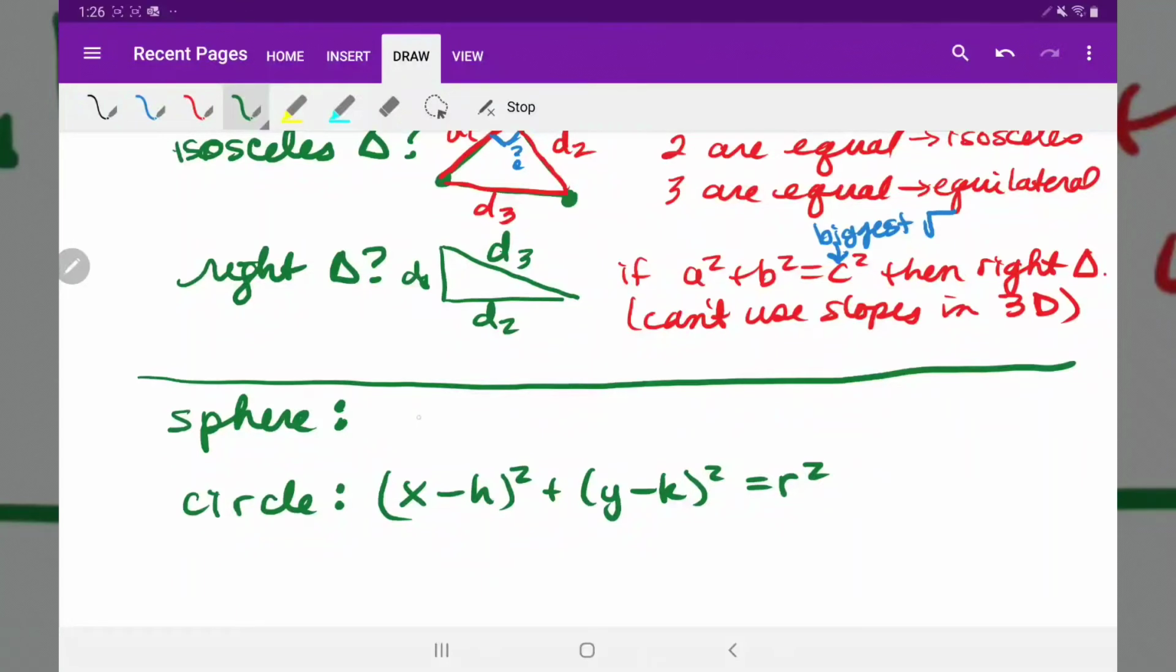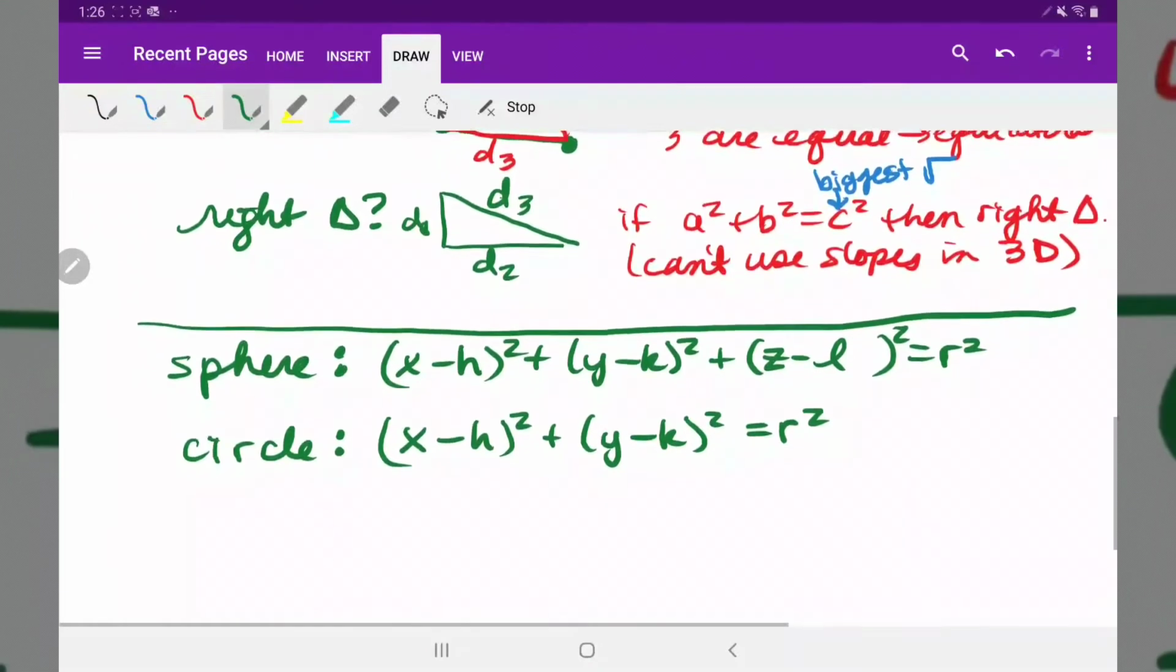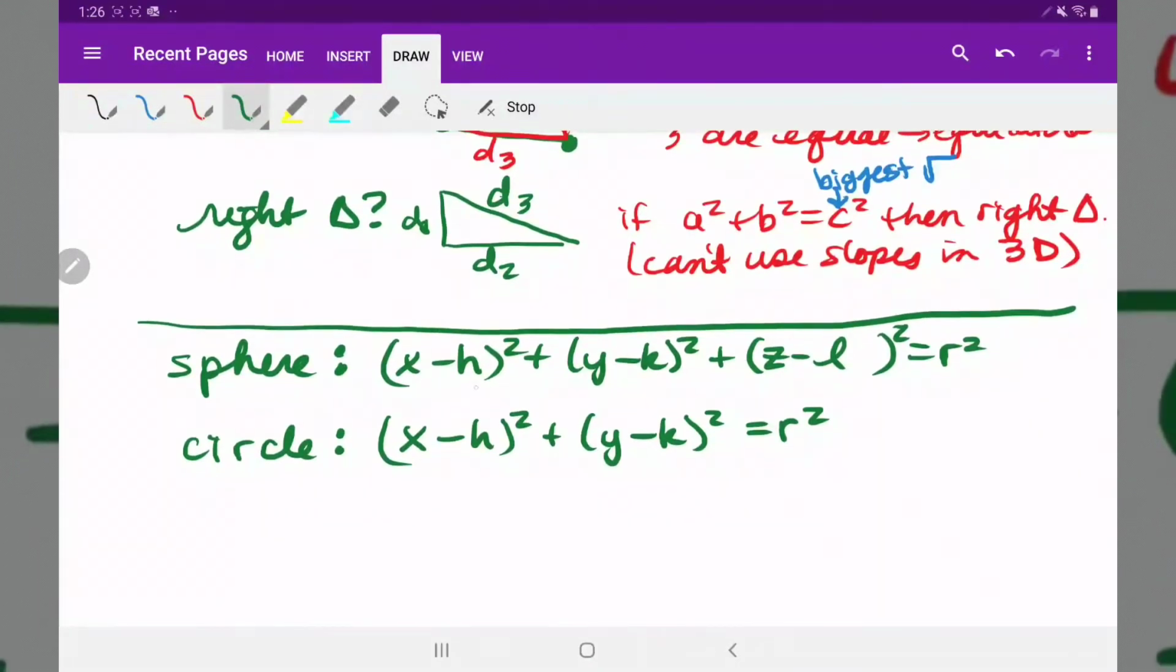except what's different for a sphere? And then we'll just do the next letter. So the next letter is z minus l squared equals r squared. And it is squared, it's not cubed in a sphere. Okay, and then the center of the sphere would be h, k, l. You do opposite, opposite, opposite. And then the radius is the square root of r squared. And then remember back from a circle, it was h, k, opposite, opposite. And then the radius was the square root of r squared. Okay.